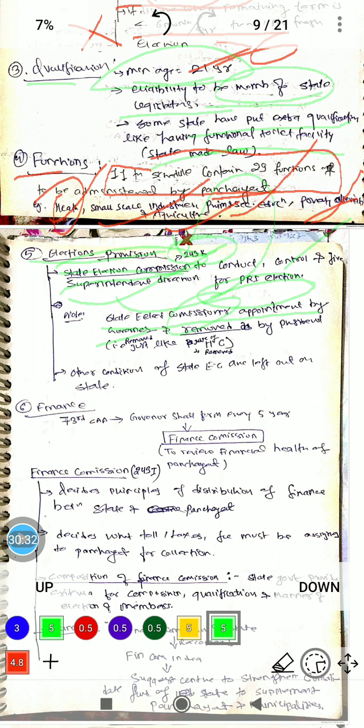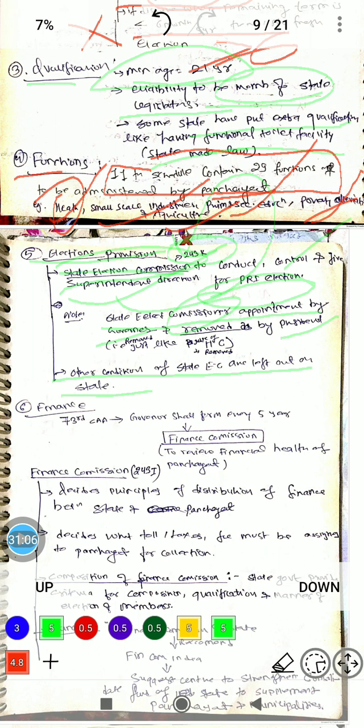Okay, the state appoints through the governor, but the state can influence the commissioner, so the commissioner may not take independent decisions. So for the independent working of the commissioner, the removal power is given to the president. It is not the governor who will remove the election commissioner. It is the president who will remove the election commissioner, just like the high court judges. Other conditions of the State Election Commission are left to the state to decide.